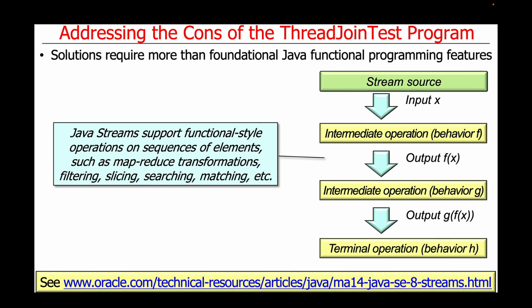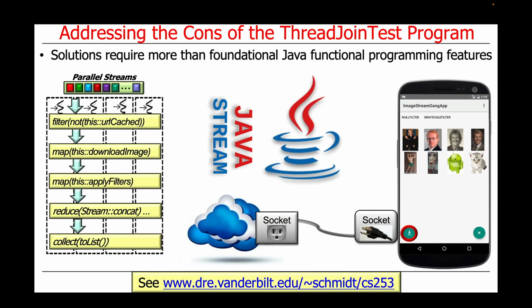Java streams are a high-level declarative framework provided in Java 8 and beyond that support functional style operations on sequences of elements, such as map-reduce transformations, filtering, slicing, searching, matching, and much more. It's beyond the scope of this course to cover these topics in detail. However, we'll discuss them in future courses, and you can also get a preview of this material by taking a look at the videos in the link at the bottom of the slide.